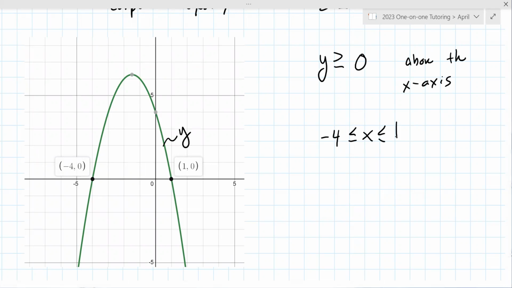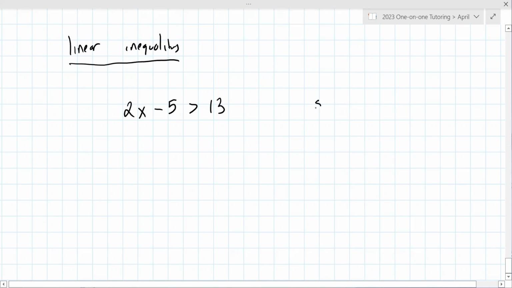Okay. So it sounds like this is the typical path in this course. It sounds like you're actually going to start with what are called linear inequalities. That would look something like this, like 2x minus 5 greater than 13. Have you seen something like this before? I have. Okay, so you might get a brief review on this. Do you remember how to solve something like this?